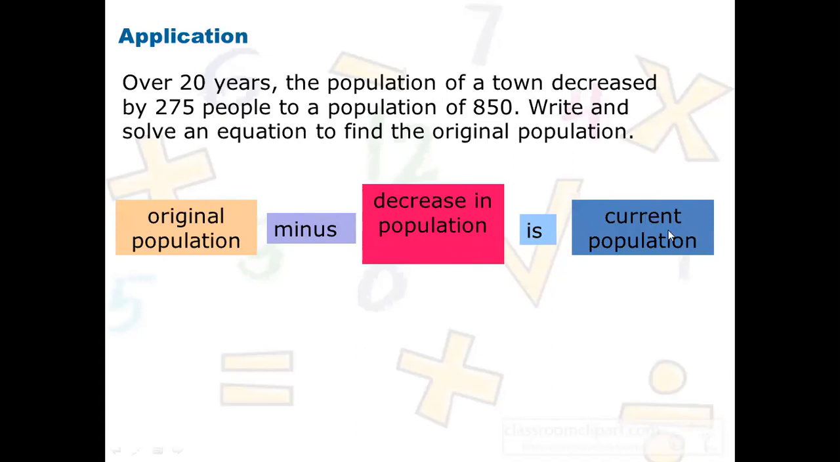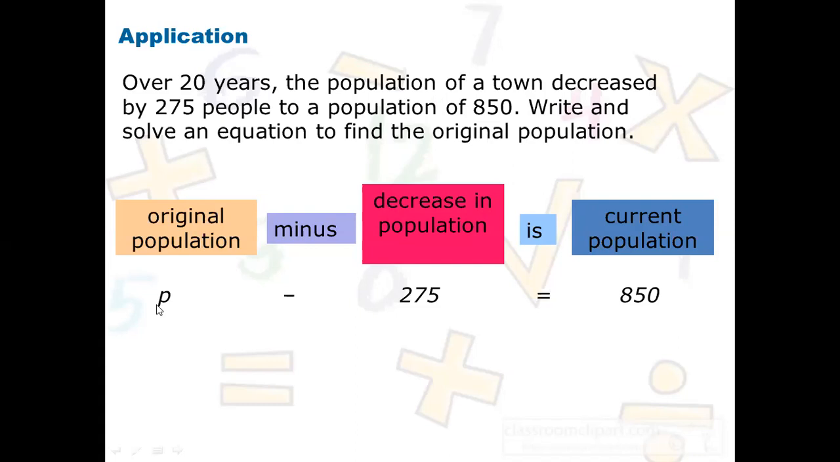We have how many people there are in the town, and how many people decreased in the town, and we have to find the original population. You can use any letter variable you want, A, B, C, anything, but it's always preferable to use the letter for what we are finding. For example, we are finding the population, so we keep it as P.